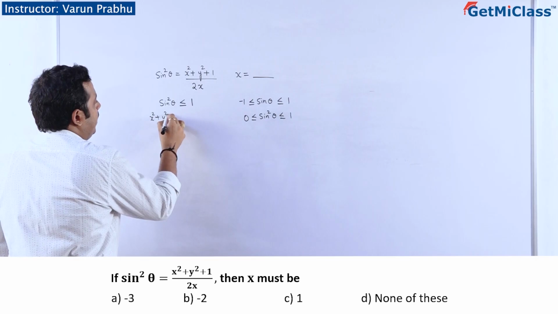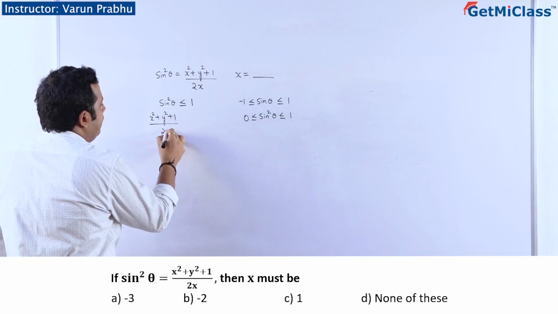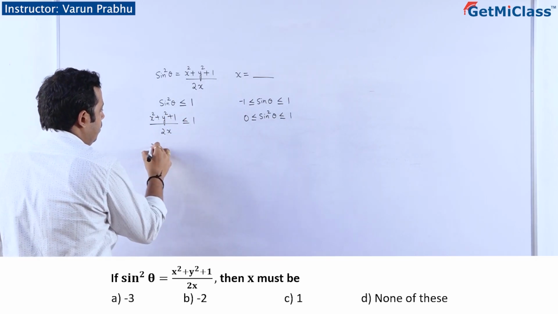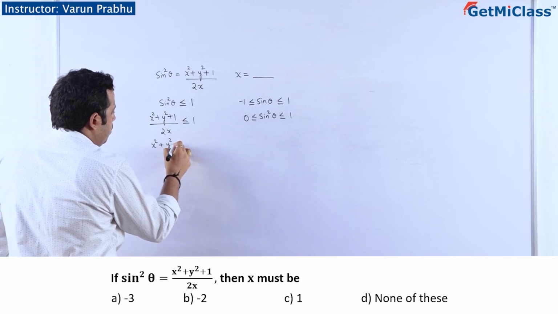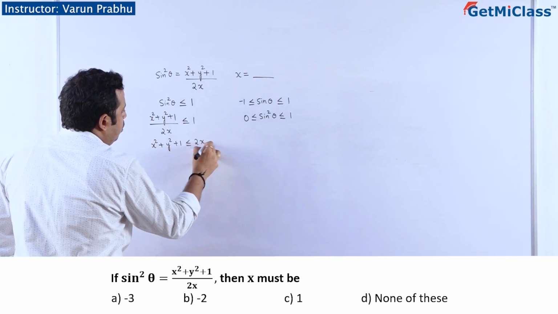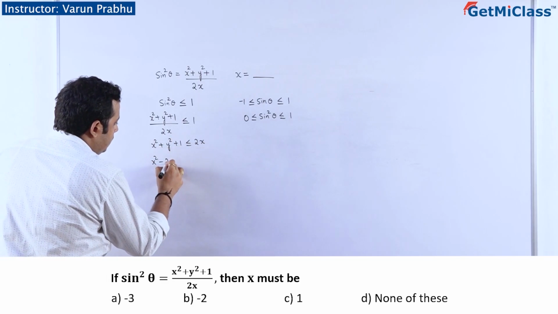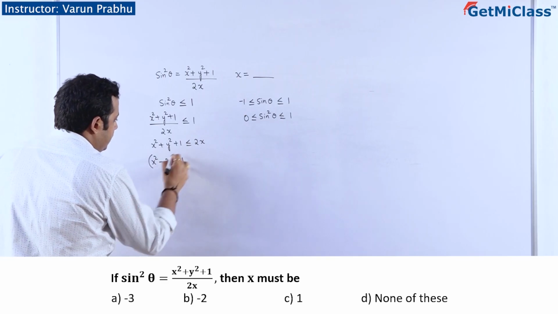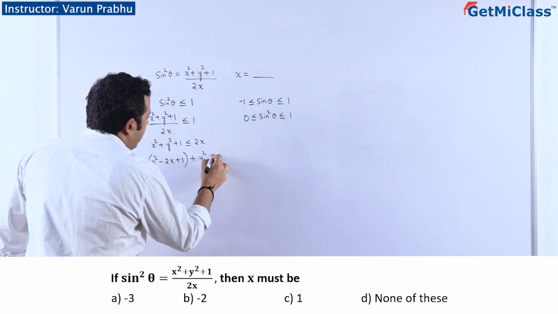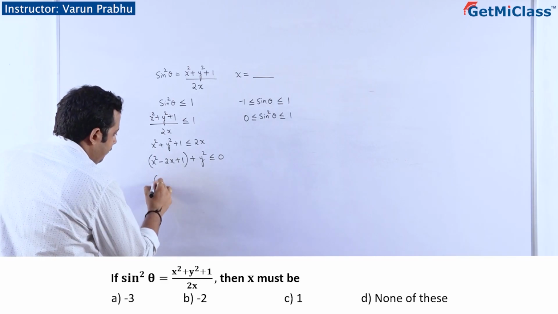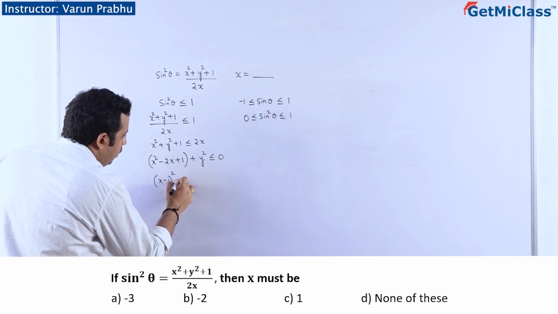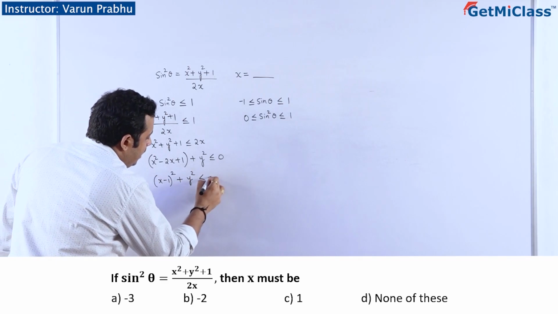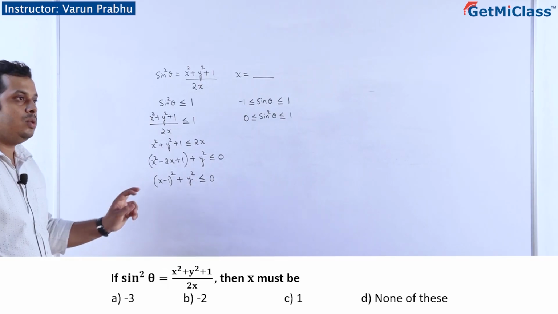x square plus y square plus 1, whole divided by 2x, less than or equal to 1. So x square plus y square plus 1 less than or equal to 2x. x square minus 2x plus 1, like this I'll write, plus y square less than or equal to 0. So (x minus 1) the whole square plus y square less than or equal to 0.